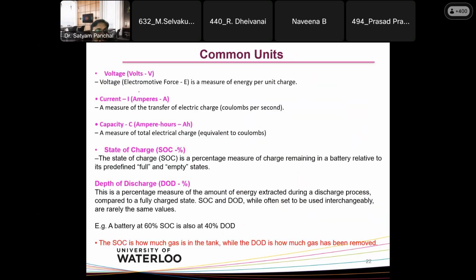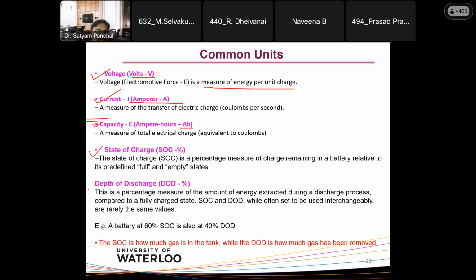Couple of units. Battery voltage, we all know, is the measure of energy per unit charge. Current is measured in ampere. Capacity of the battery is measured in amp hour, the total electrical range. SOC, which you probably know, is called the state of charge. That is the percentage measure of charge remaining in the battery relative to its predefined full or empty state. Full means 100% SOC and empty means 0% SOC.